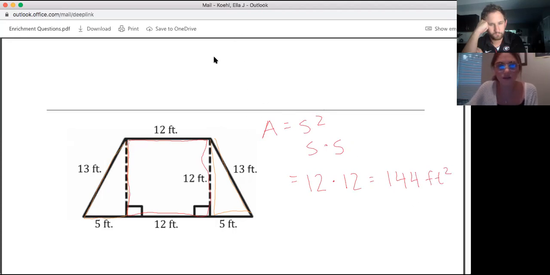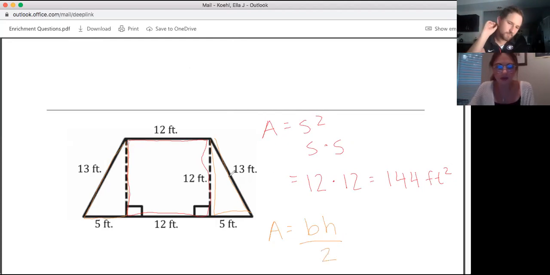So in order to find the right triangles, we learned today that the area for, oh no, we don't want red anymore, we want orange. The area for a triangle is base times height divided by 2. Miss Koehl, can we stop there for a second?